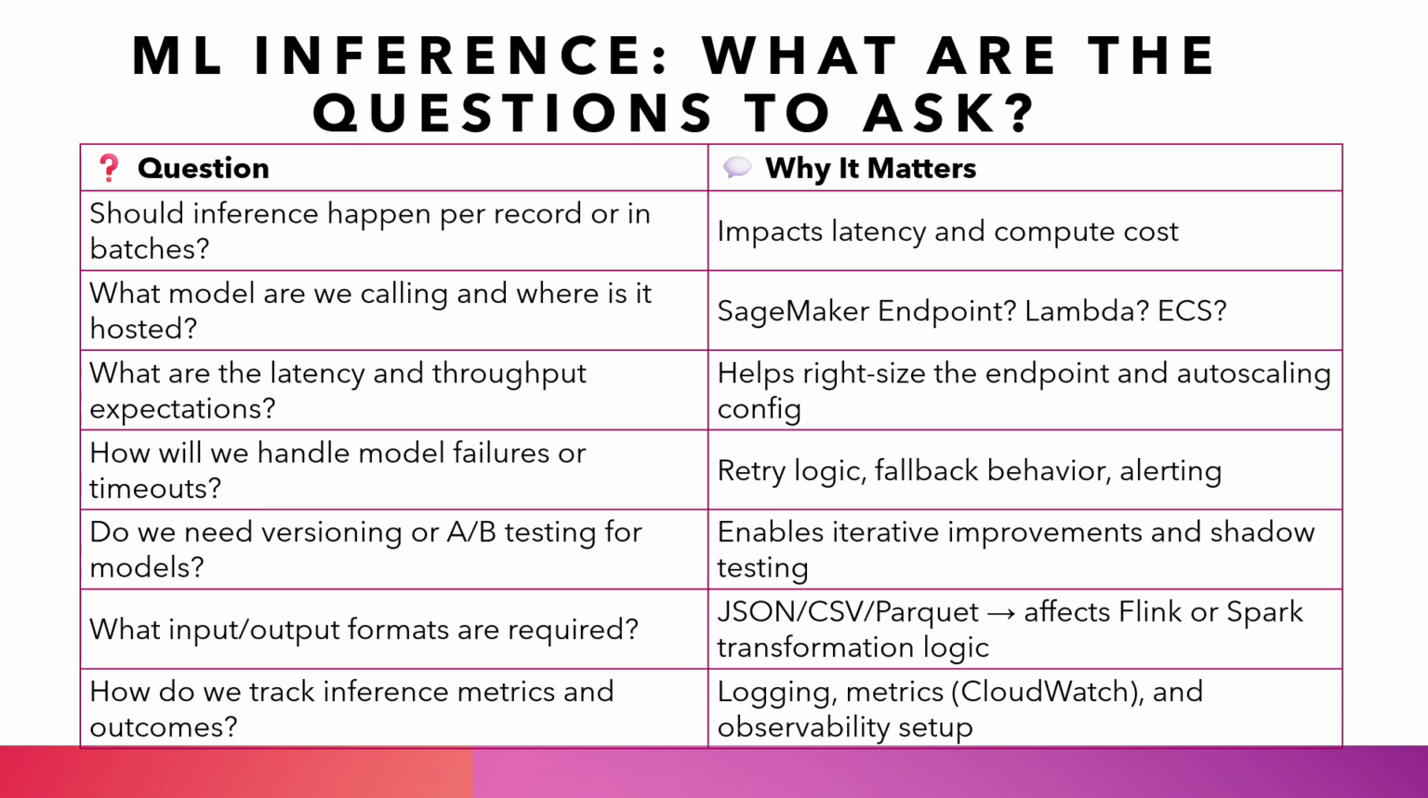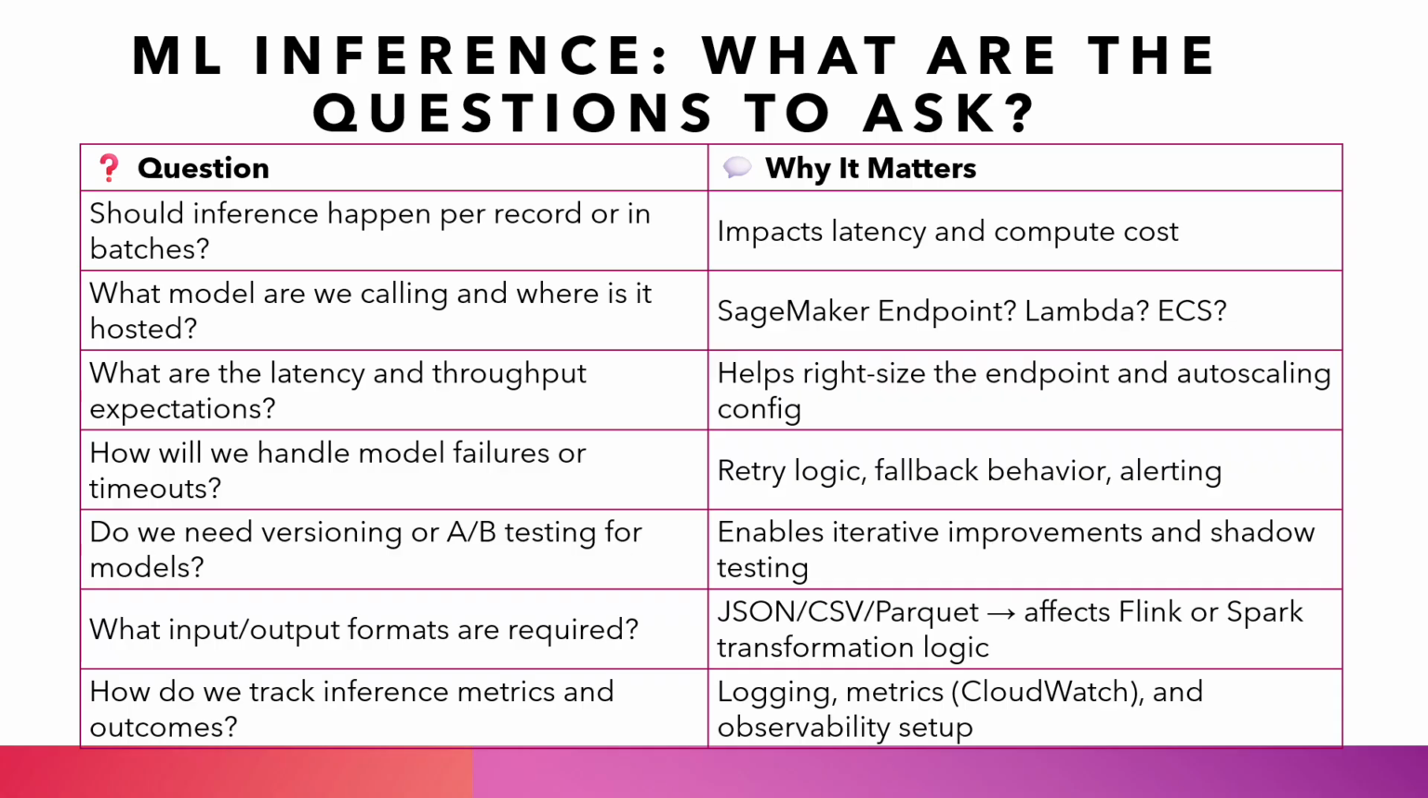The next question you need to ask is how we are going to handle model failures or timeouts. A model can sometimes fail and it can time out, so we need a plan to manage these failures. This could include retrying failed invocations, using a fallback model, or a timeout handling mechanism. We also need to alert the team if the model failure occurs repeatedly.